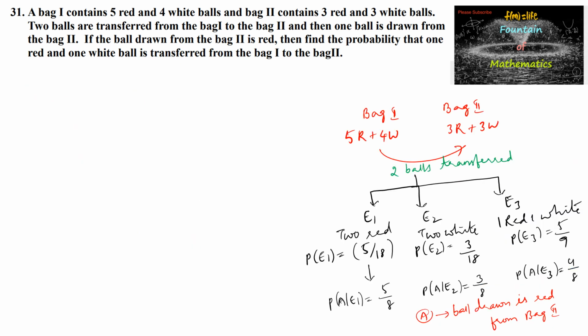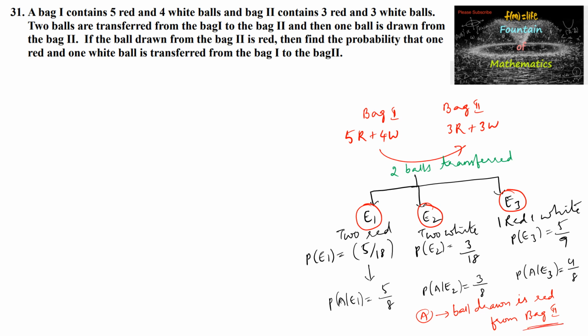When expressing in mathematical form, let us say E1 is the event when two balls are transferred which are red, and E2 is the event that two white balls are transferred, and E3 is the event where one red ball and one white ball are transferred, and A is the event that the ball drawn from bag 2 is red.